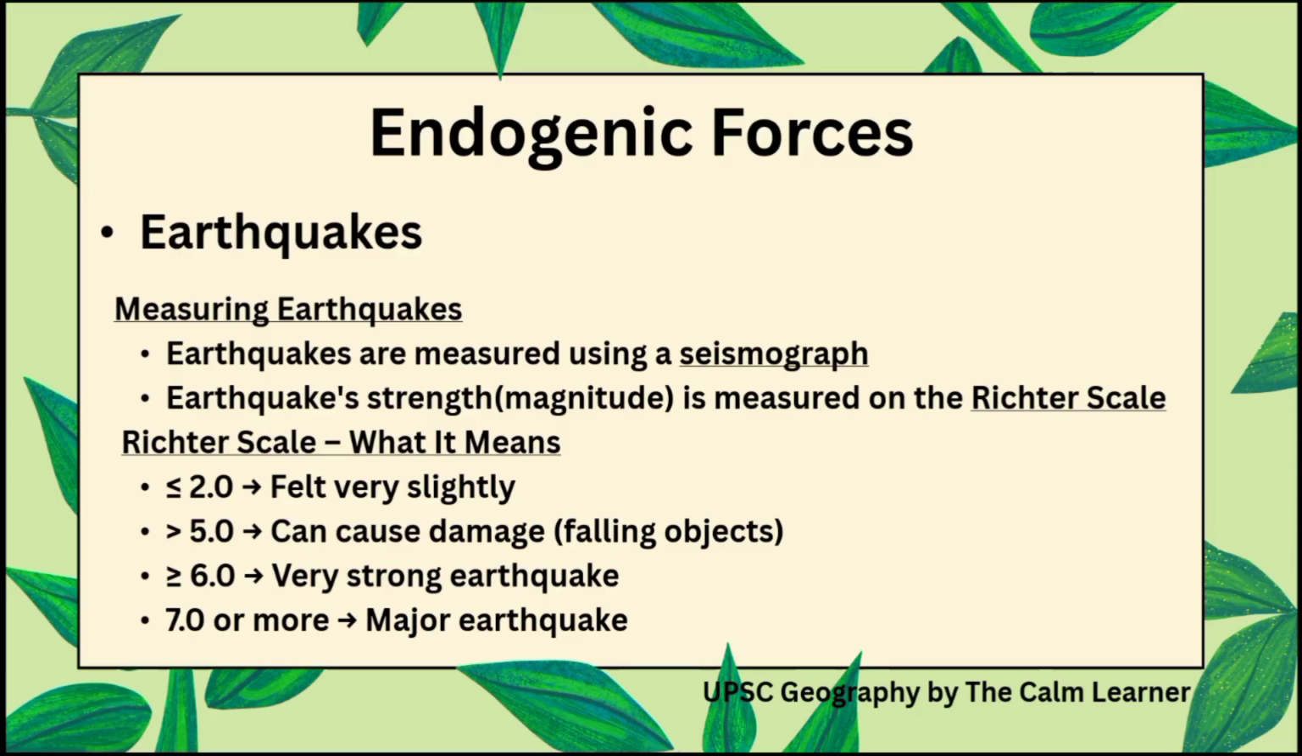An earthquake of 2.0 or less is felt very slightly and usually does not cause damage. An earthquake of more than 5.0 can cause damage such as objects falling. An earthquake of 6.0 or more is considered a very strong earthquake, and at last an earthquake measuring 7.0 or more on a Richter scale is classified as a major earthquake. So the Richter scale helps us understand how powerful and dangerous an earthquake can be.